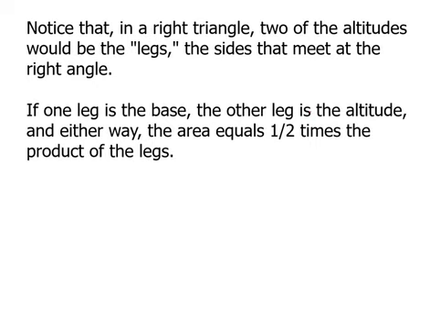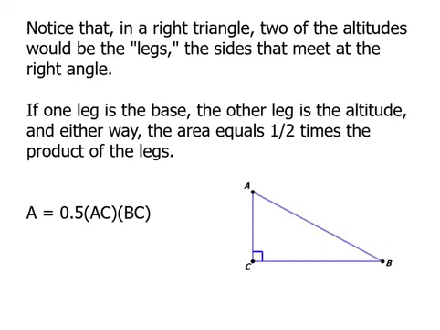Notice that in right triangles, two of the altitudes would be legs, the sides that meet at the right angle. If one leg is the base, the other leg is the height, and then either way, the area equals 1/2 times the product of the legs. So area equals 1/2 of AC times BC.